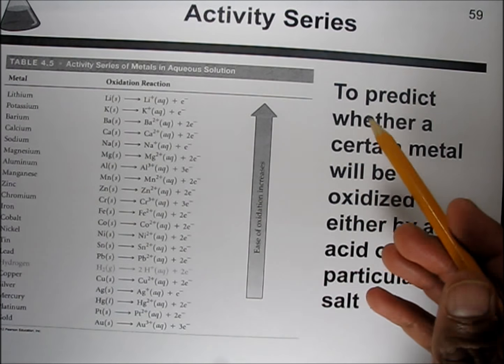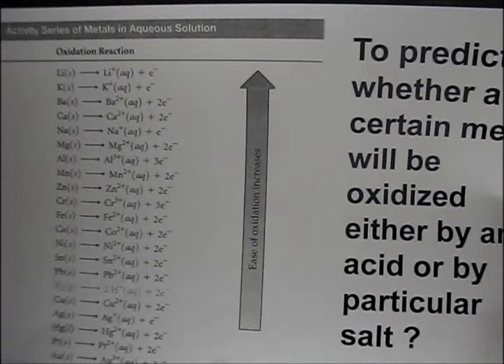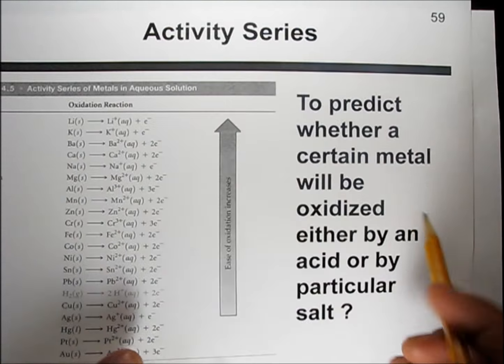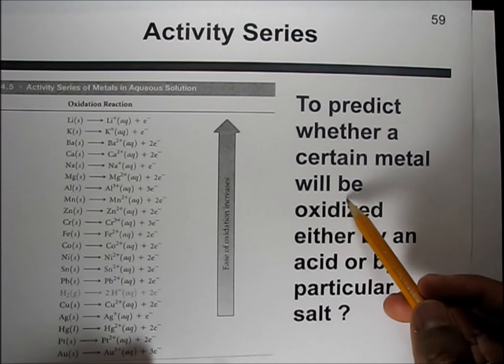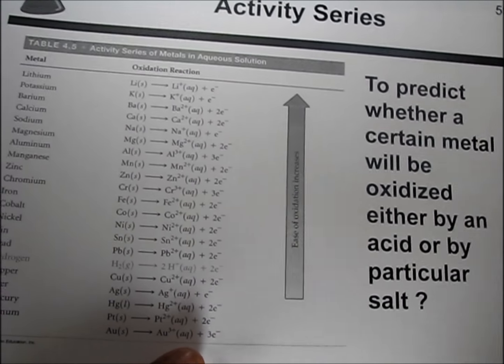Next is the activity series. What is this activity series in your periodic table, in your book? This activity series predicts whether a certain metal will be oxidized either by acid or a particular salt or not.